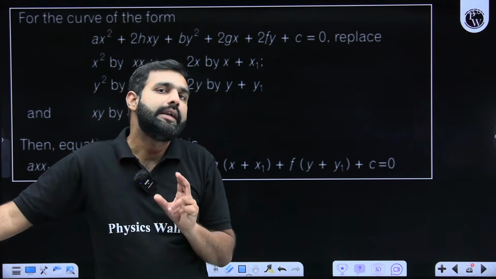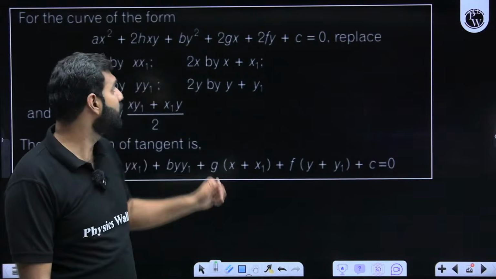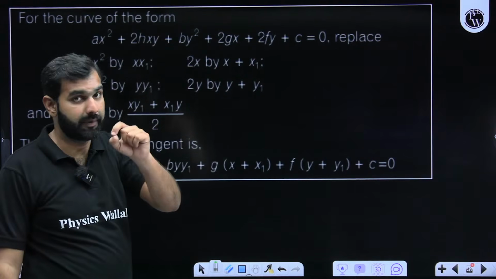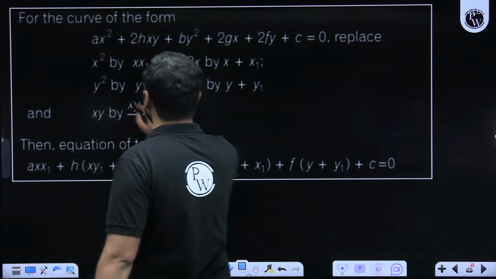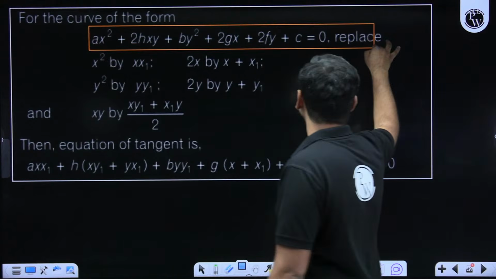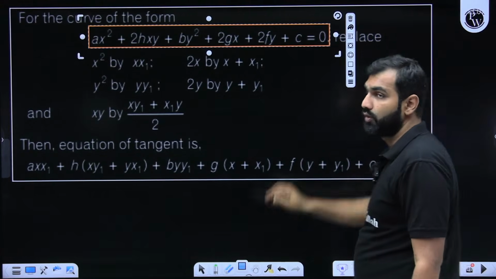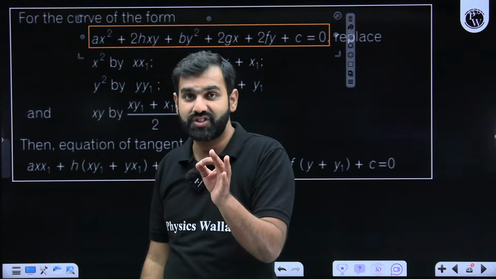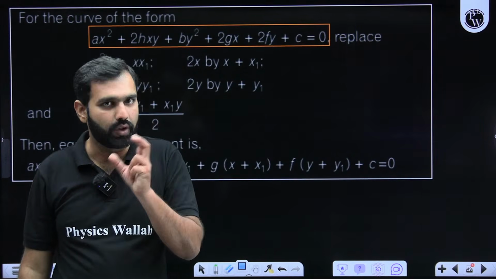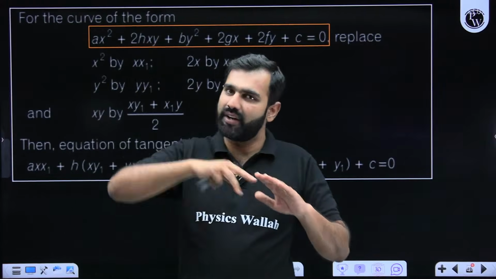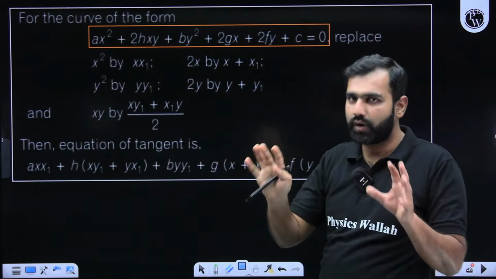But what you need to remember and understand here is that if a point lies on this curve, I repeat, that's the catch. If there is a point (x1, y1) lying on the curve, this is true only for that constraint that the point must lie on the curve. If the point lies outside the curve, then this method is not valid.